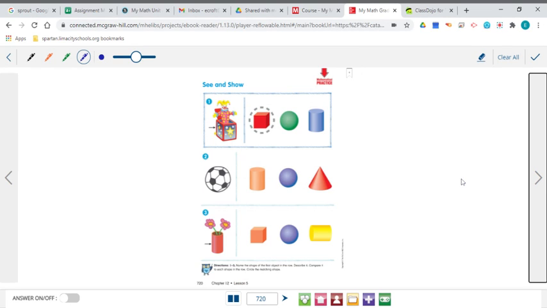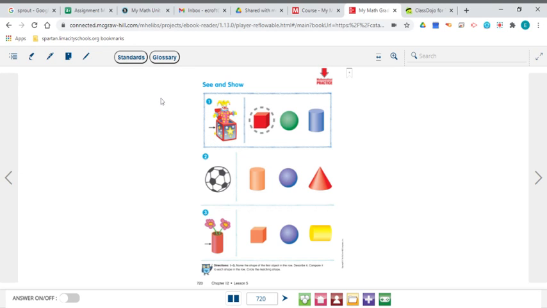All right. Now, please turn the page to page 720. Turn to page 720. And this is more of what we've been doing before. We're going to look at some objects that we see all around us and see what they match in those 3D shapes. So take a look at the Jack in the Box in example number 1.